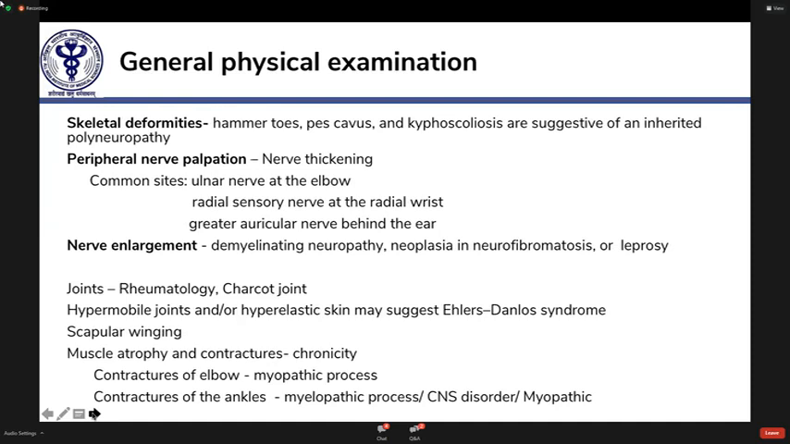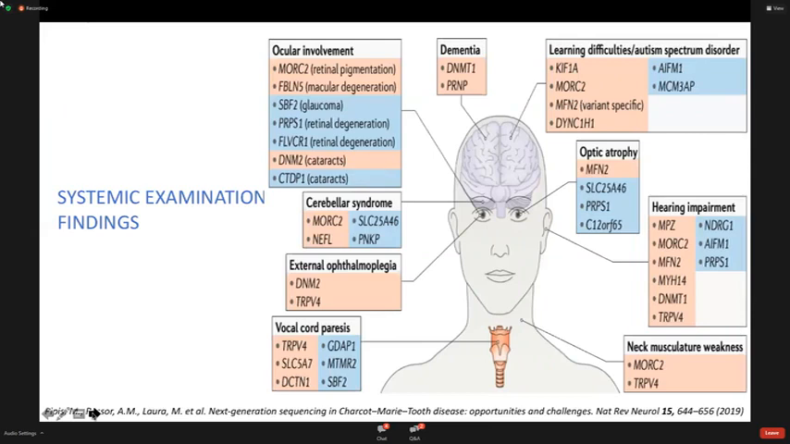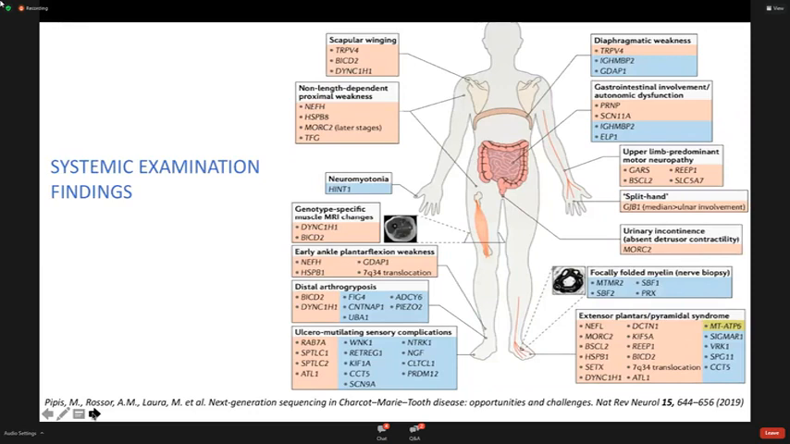So you should look at the pattern of involvement. In hereditary neuropathy, the CMTs have become more like an HSP-like thing, so you can see almost any system involvement in CMTs. You can have ocular involvement, dementia, learning disabilities, optic atrophy, cerebellar syndromes, ophthalmoplegias, vocal cord palsies, hearing impairments, neck muscle involvement, and a bunch of other signs and symptoms. For example, you can have coexistent pyramidal involvement, extensor plantars, ulcero-mutilating sensory complications, arthrogryposis. Usually you get dorsiflexion weakness, and early plantar flexion weakness is a hint of neuromyotonia. All these conditions can be seen.